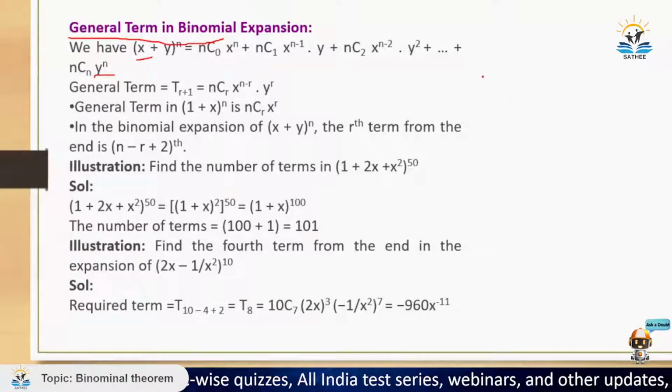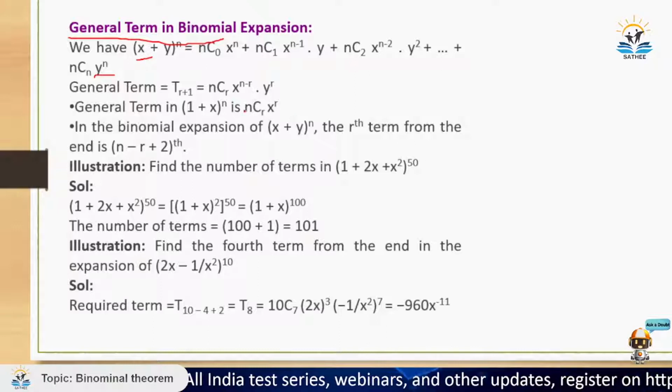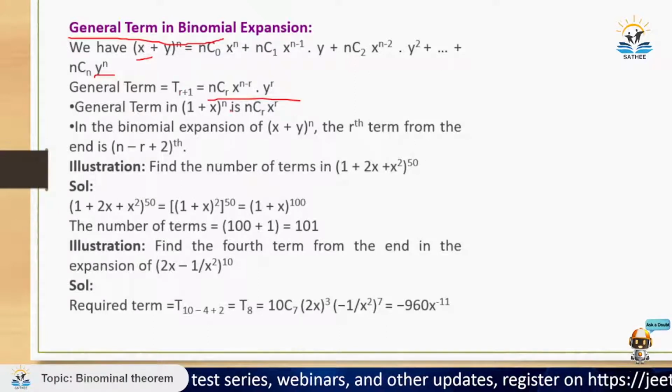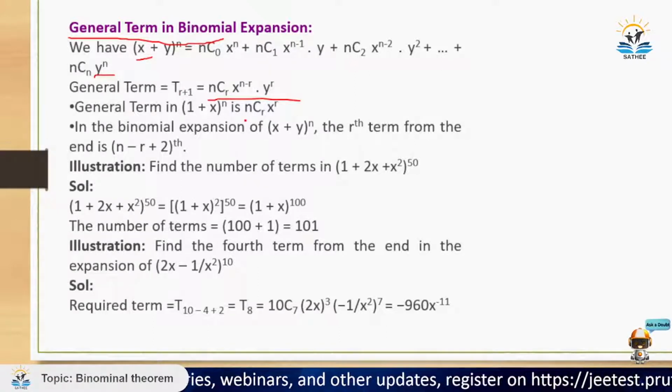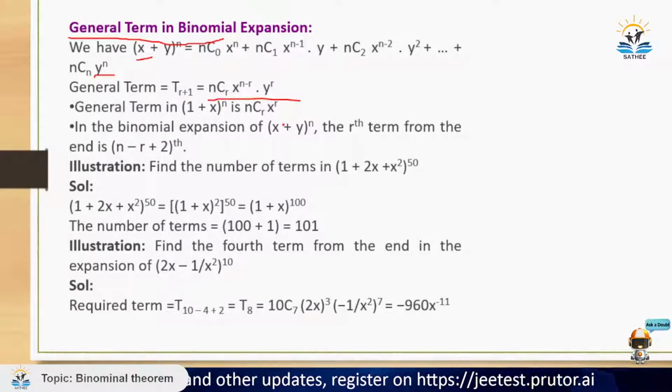So if you want to calculate T2, then you will take r as 1. If you want to calculate T5, then you will take r as 4, and then write the general term. This is the expansion of the general term, and students generally tend to forget that you have to take r plus 1. That is, if you want to calculate the fifth term, then you will take r as 4. So this is one thing.